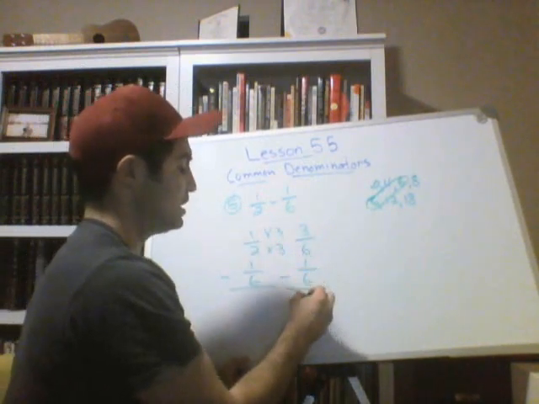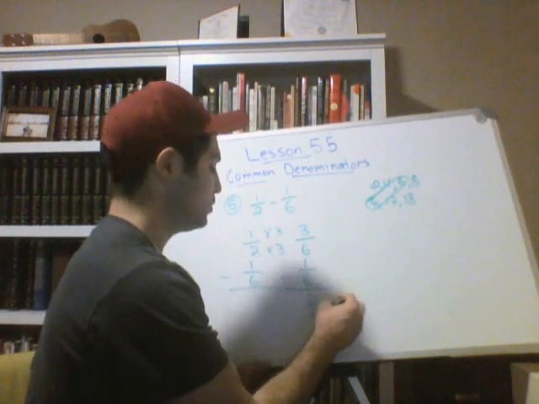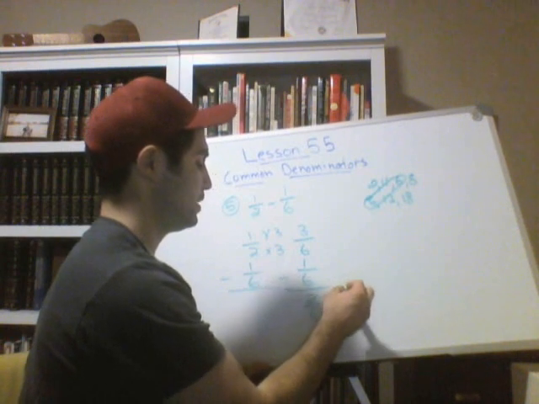3/6 minus 1/6 is 2/6. And you can reduce that if you need to. 2/6 reduces to 1/3.